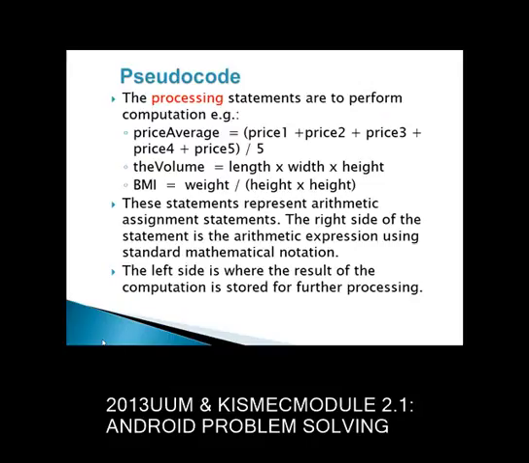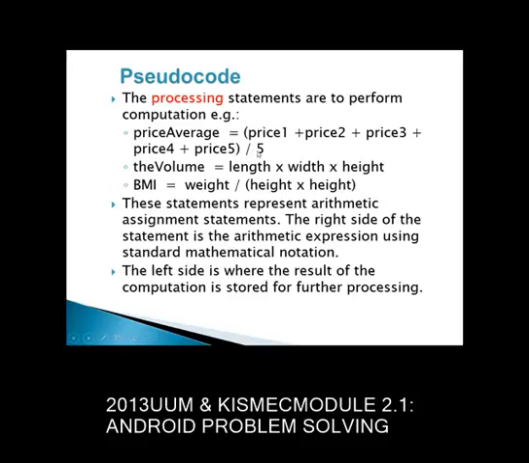Processing part, this is where the algorithm turns into processing. So when you want to get a certain value, you have, for example, A plus B. So C is equal to A plus B, or price average, price 1 2 3 4 5, divided by 5, or the volume. So these are all the formulas that are used to process. So we can just put something like this into the pseudocode. This statement represents an arithmetic assignment statement. The right side of the statement is the arithmetic expression.